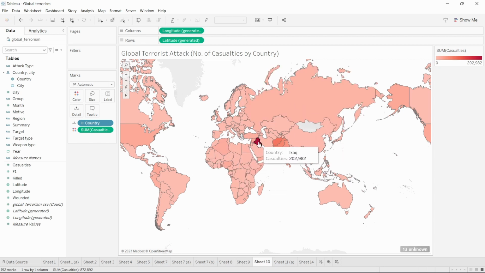And if we see the number of casualties, the people who were injured, killed, wounded, Iraq seems to have almost 200,000 people. Similarly, Afghanistan seems to have 80,000 people, India 47,000, Pakistan almost 64 and a half thousand, and similarly others.